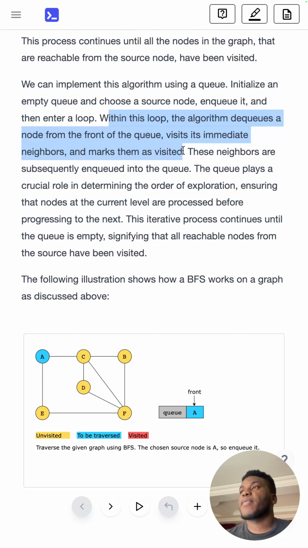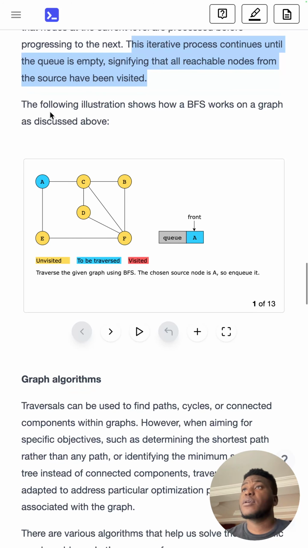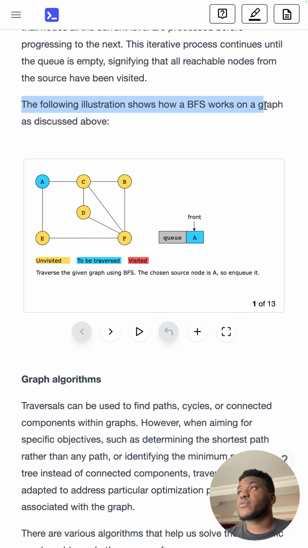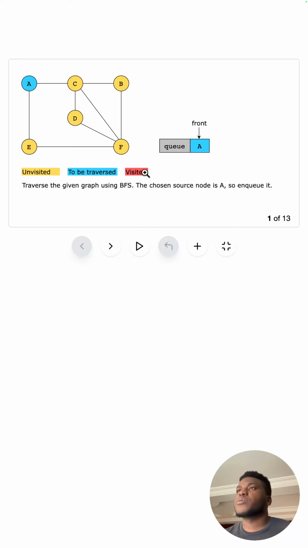The queue plays a crucial role in determining the order of the exploration, ensuring the nodes at the current level are processed before progressing to the next. This iterative process continues until the queue is empty, signifying that all reachable nodes from the source have been visited. Now, the following illustration shows how BFS works on a graph, as discussed above. And if you watch the topological sort playlist, you would see that we use queues quite a bit. And we didn't call it BFS then, but it was pretty much BFS.